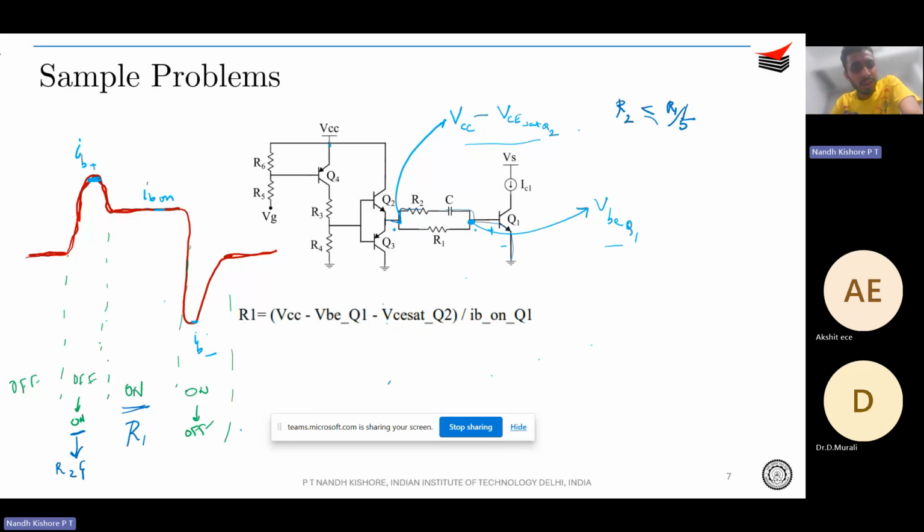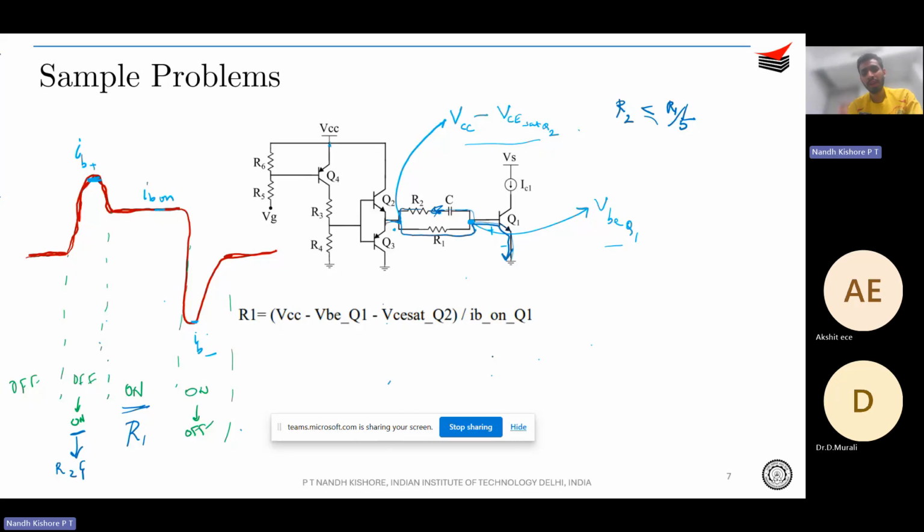And then when the device is completely turned on, what would happen? This capacitor would have charged up to VCC minus VCE at Q2. A charged capacitor acts as an open circuit, so there is no path through R2C when the device is completely turned on. So in that scenario, only R1 provides a path. So current through R1 flows only when the device is completely turned on.